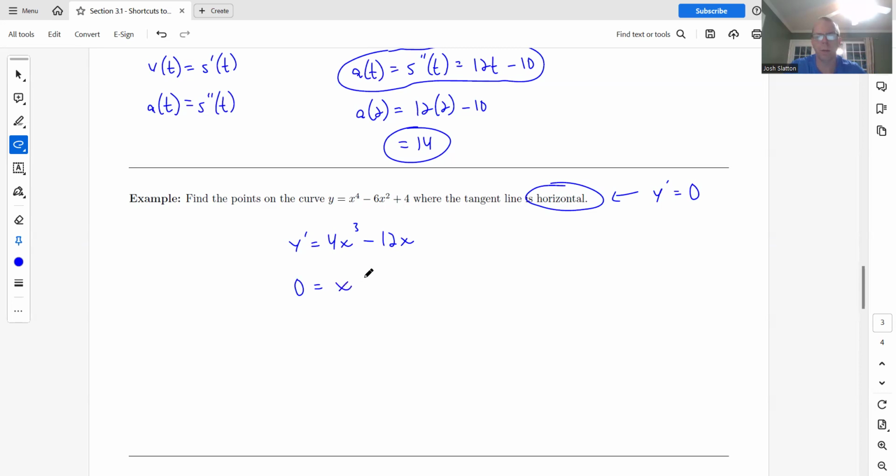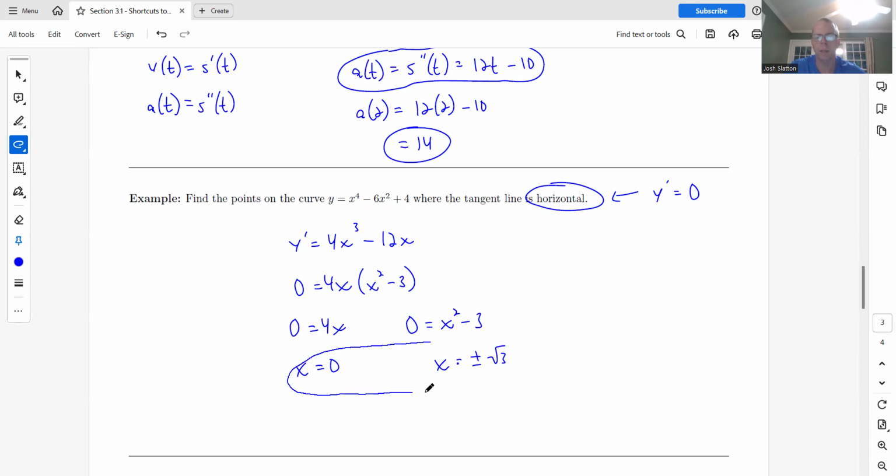So we'll go ahead and factor out, actually we can factor out 4x. And then we're left with x squared minus 3. So we have 0 equals 4x, 0 equals x squared minus 3. So we have x equals 0 here, x equals plus or minus square root 3. And so we have all of those.